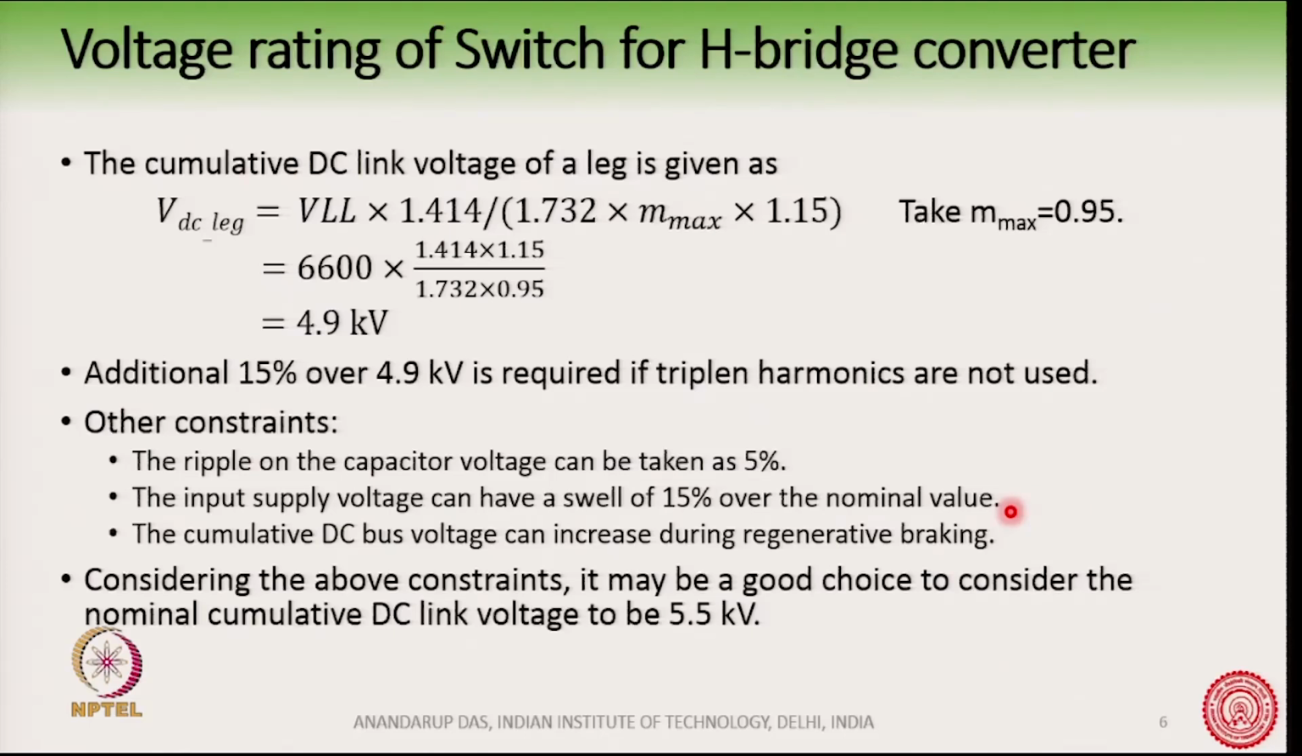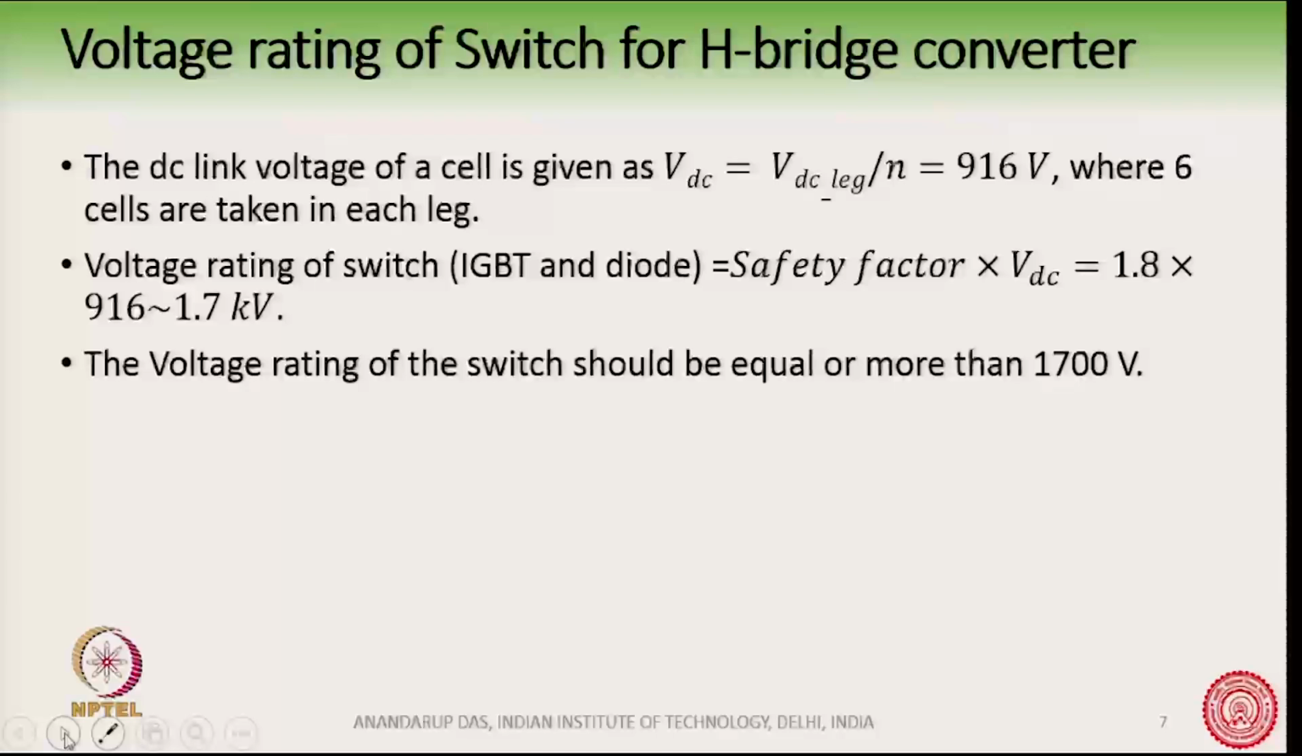Okay. So, if you see the above constraints, then it may be a good choice, or a starting choice, to consider that the nominal DC link voltage is about 5.5 kV. So, I am taking about 10% more than this value. So, 5.5 kV is the cumulative DC link voltage, and for the individual cells, suppose we take 6 cells in each leg, the cell voltage is therefore 5.5 kV divided by 6, that is about 916 volt, okay, the DC link voltage.